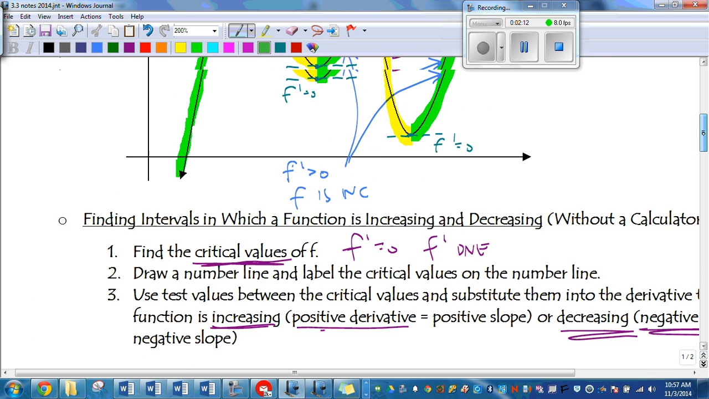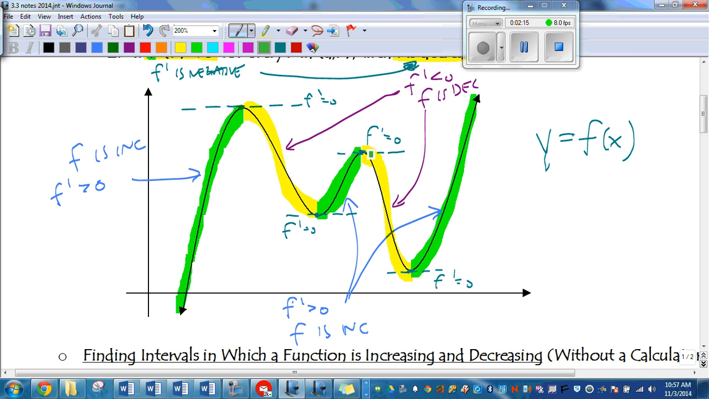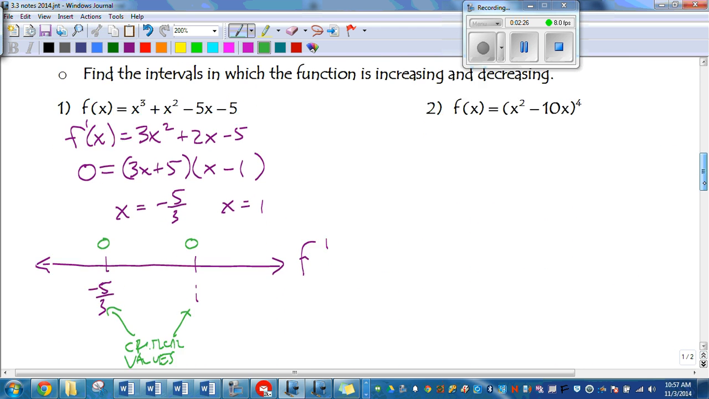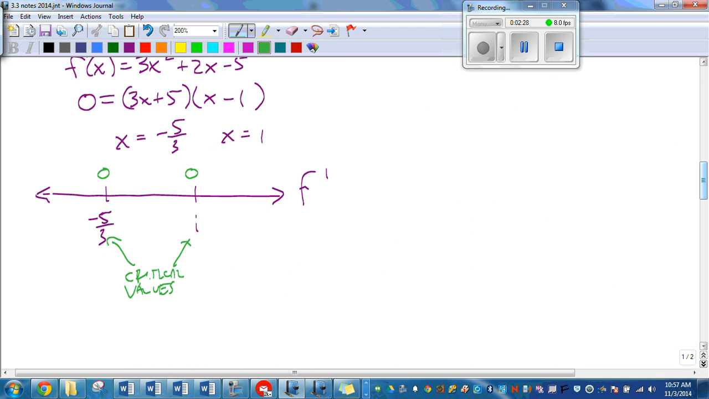From that graph up above, we saw that between the critical values, the function was always doing the same thing. It was always either just decreasing the whole time or increasing the whole time. So all we need to do is test a number in between these critical values and then on either side to see if the derivative is going to be positive or negative in that interval. Because all the points either in between here or to the right of 1 or to the left of negative 5/3, they're all going to have the same slope, sign at least.